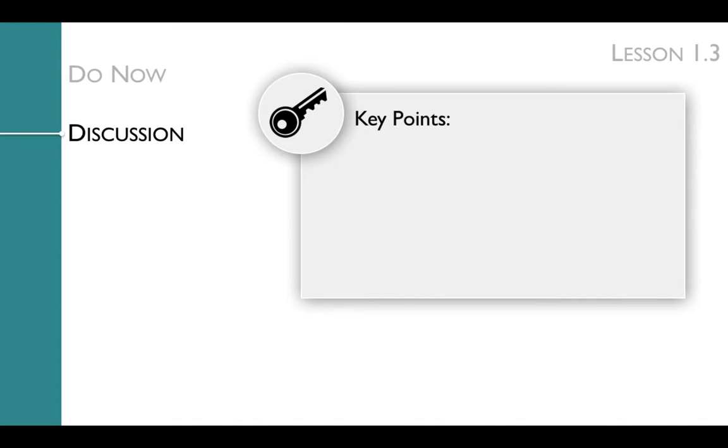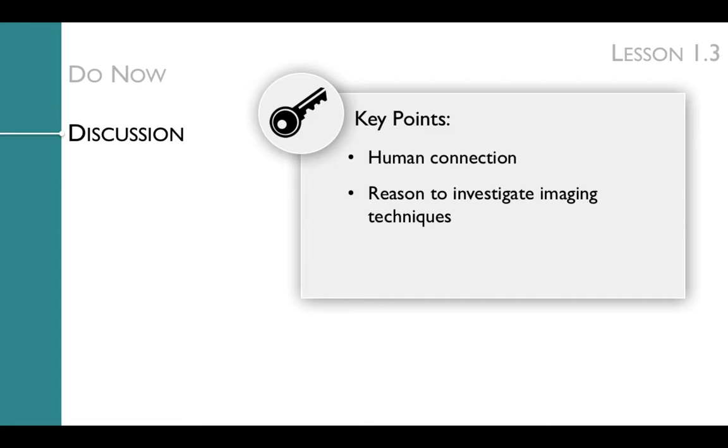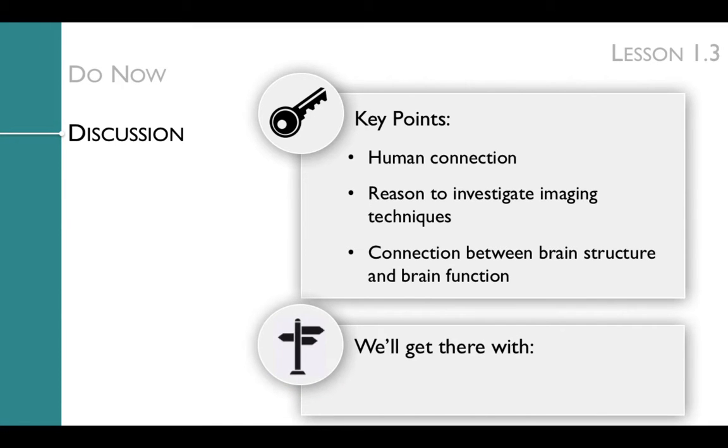The key points of the discussion are to provide a human connection and reason to investigate the imaging techniques. The discussion also allows students to further explore the connection between abnormalities in brain structure and abnormalities in brain function or someone's behavior. We'll get to these key points by analyzing a case study of Jessie, a 14-month-old boy. His case is fictional, and at the end of the lesson, we'll want to take a look at Jessie's actual brain, so we need to do an autopsy. Since we can't do an autopsy on a living person, unfortunately, Jessie has an accident.